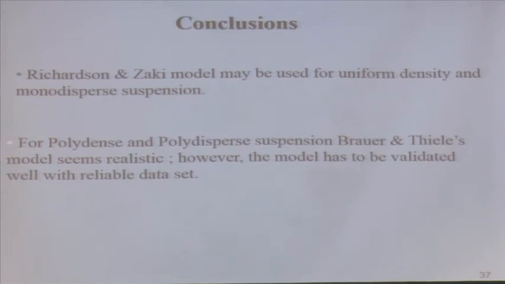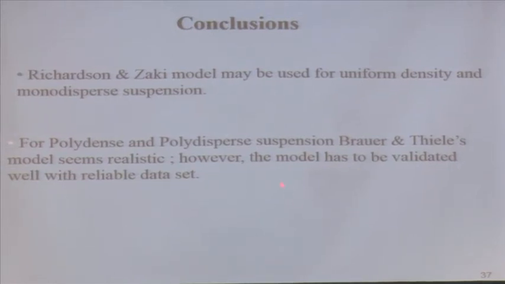So, conclusions about hindered settling models. The Richardson and Zaki model may be used for uniform density and monodisperse suspension. I hope you have understood the meaning of monodense and monodisperse. For polydense and polydisperse suspension, Brower and Thiele's model seems realistic. However, the model has to be validated well with a reliable data set. I am not telling with confidence, but it appears to me.